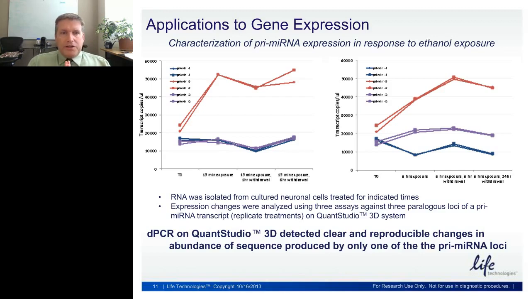So, again, the QuantStudio 3D produced a clear and reproducible change in the abundance of these different transcripts produced by duplications of the same locus, and we were able to see that only one of the loci was responsive to alcohol. This was done without the need of a standard curve or a GAPDH or actin or other kind of reference gene. And this is one of the things that absolute quantification can do for you. It will free up the number of experiments you need to run and the number of assays you need to do in order to be able to analyze gene expression levels.